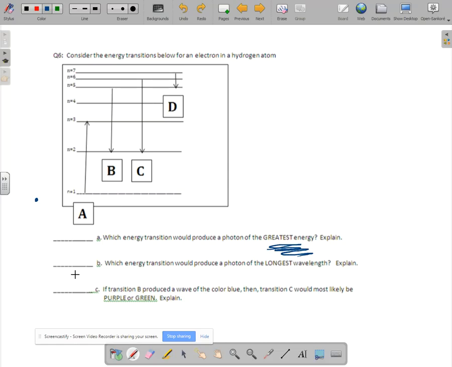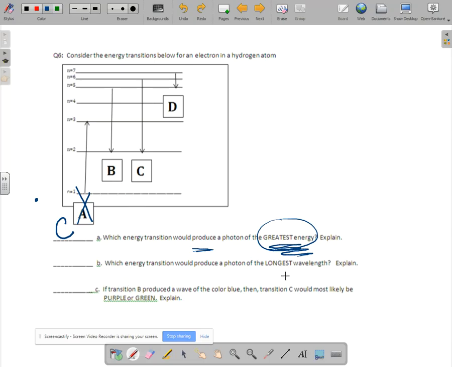So it says, which energy transition would produce a photon of the greatest energy? Now remember, if it's producing a photon, is A on the table? No, because the only way that A is going to happen is if you apply or put in some energy so that you can excite the electron. If we look at B, C, and D, the greatest energy would be the greatest drop. So that looks to me like letter C. We're dropping all the way from n equals 6 down to n equals 2. Greatest transition means the greatest energy.